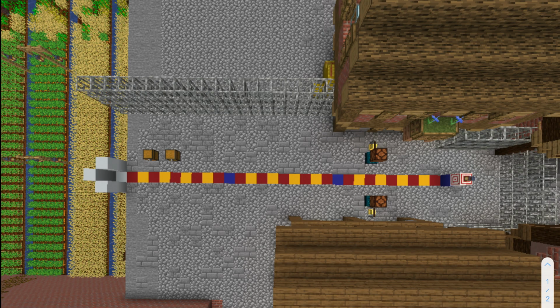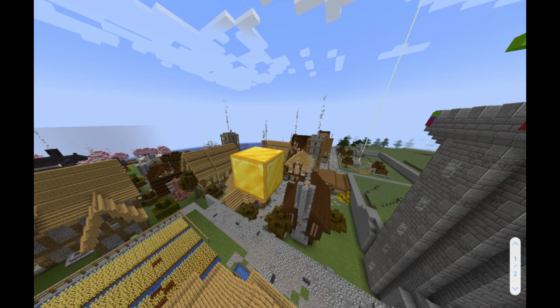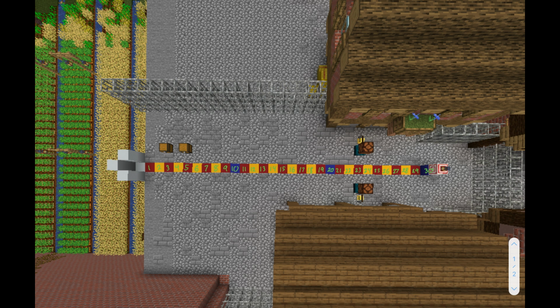My bow range has a length of 30 blocks, but blocks aren't a unit of measurement. Officially, Minecraft uses the metric system, and each block is considered to be 1 cubic meter. So it is 1 meter long, 1 meter wide, and 1 meter tall. So I take the 30 blocks that my range is and multiply it by 1. That means my range is 30 meters long.